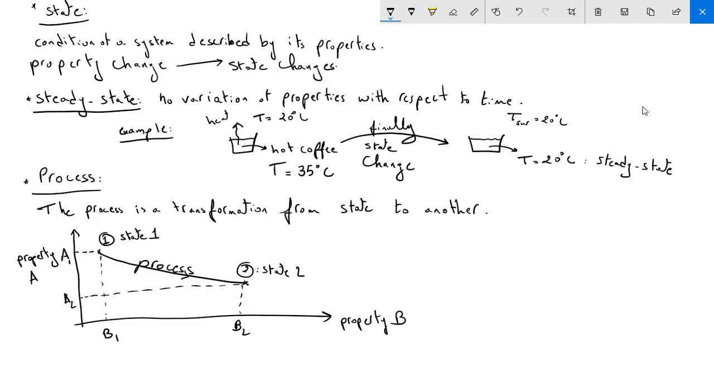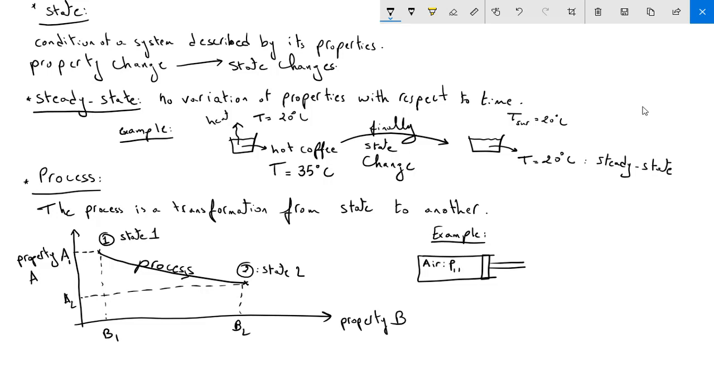Okay? Another example: if we take a piston cylinder assembly, and here there is air, for example.